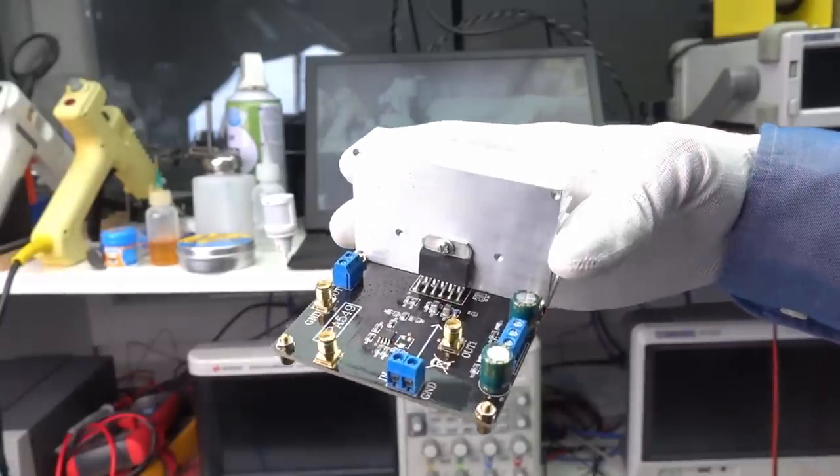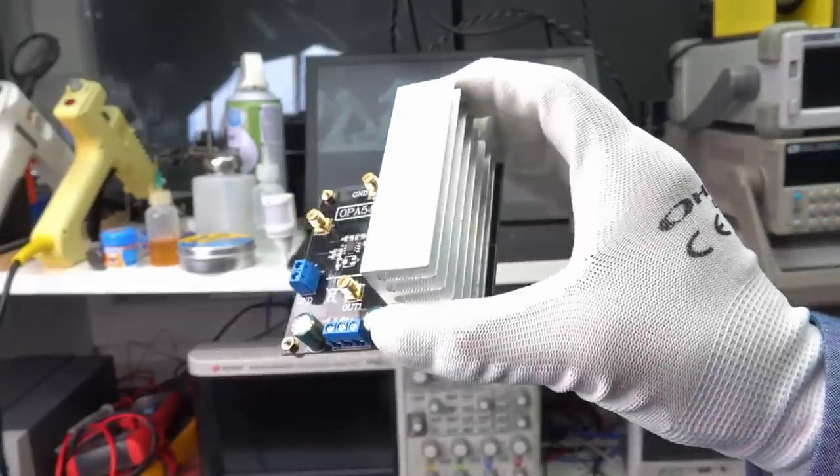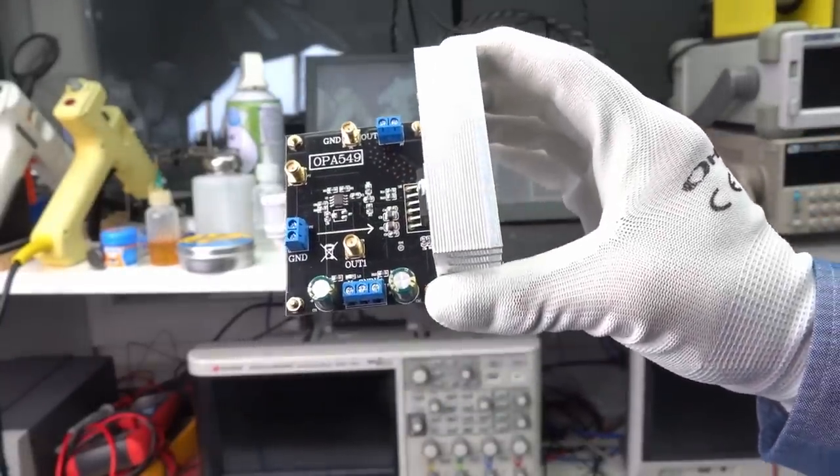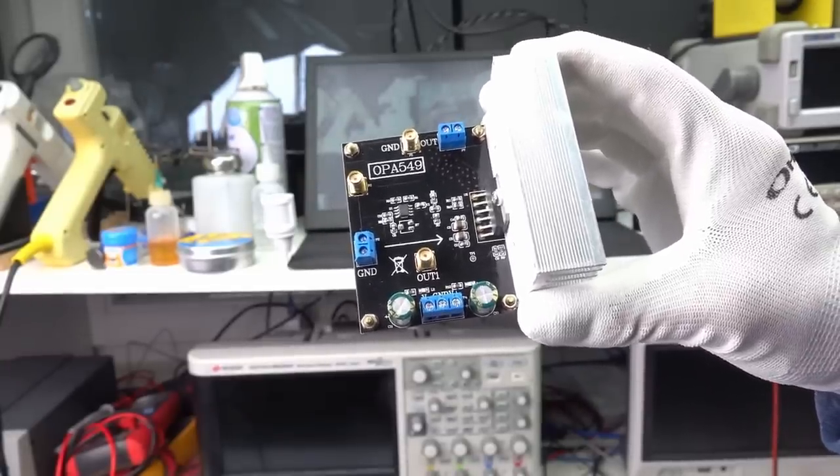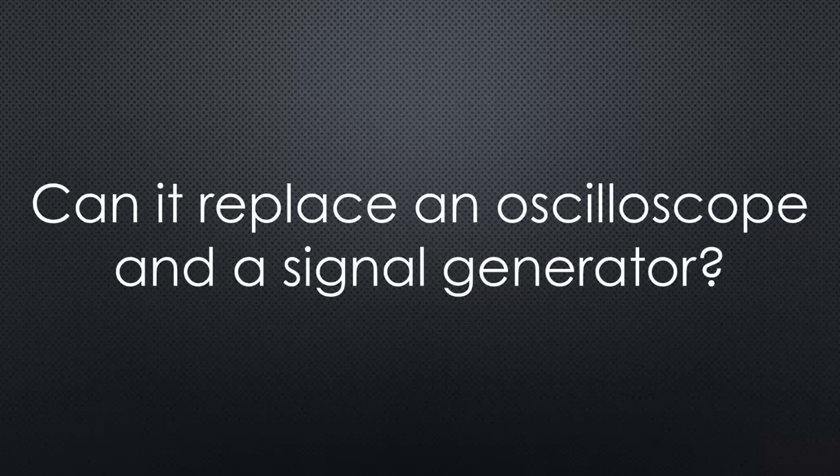And if you replace the LM741 op-amp with such a power op-amp, you can create powerful signals to drive your loudspeaker or even a motor. Can this setup replace an oscilloscope and a signal generator? No, for sure not, because it has some disadvantages.